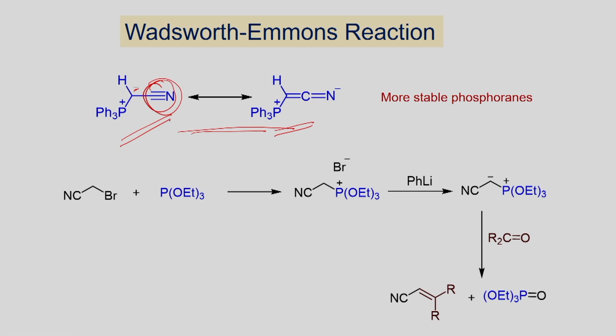Now if you look at this ylide, this is less reactive with the ketone. It works very well with the aldehyde. If you have the aldehyde, you can react and you will be able to make alkene. On the other hand, if you have the ketone, it does not react, very less reactive towards ketone. Therefore, further modification has been done, and you get here.